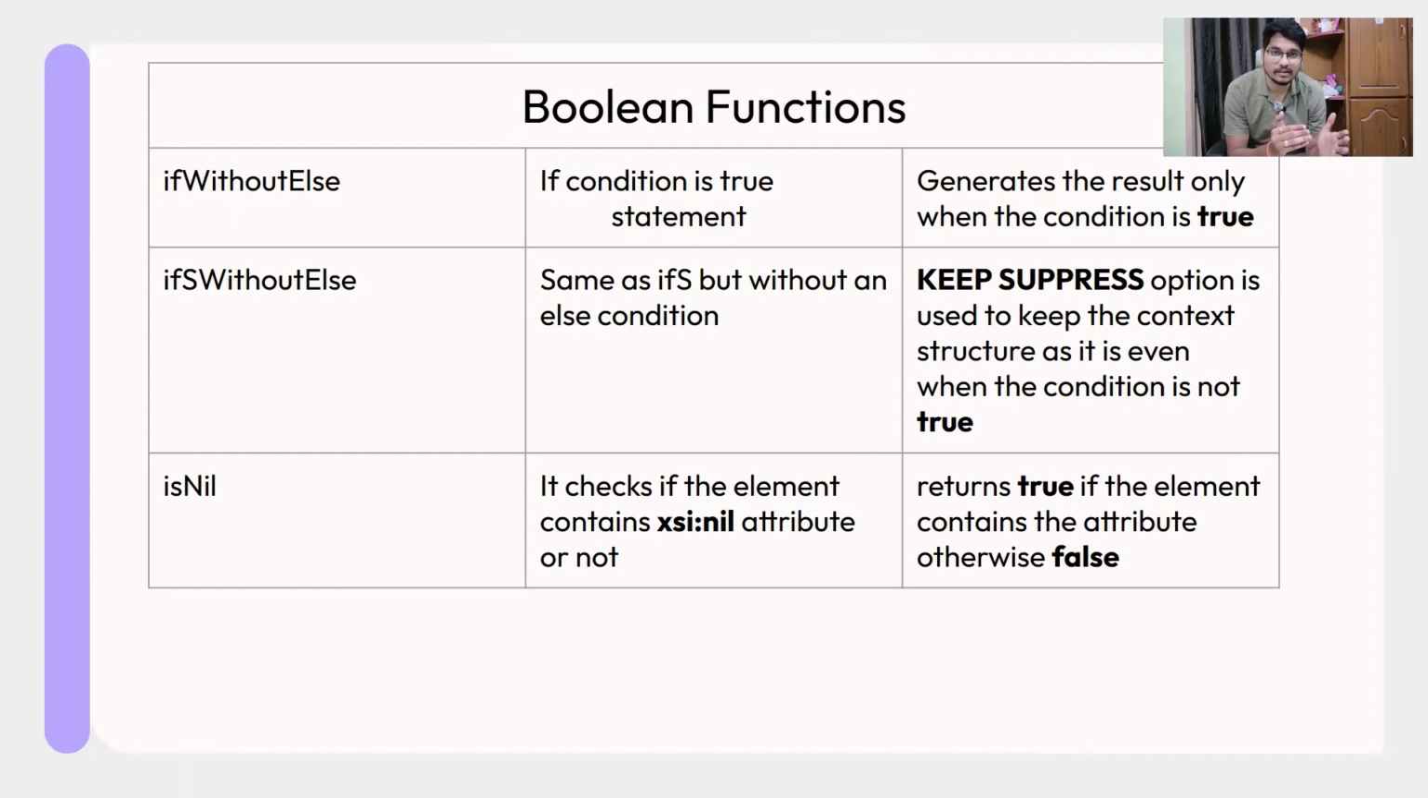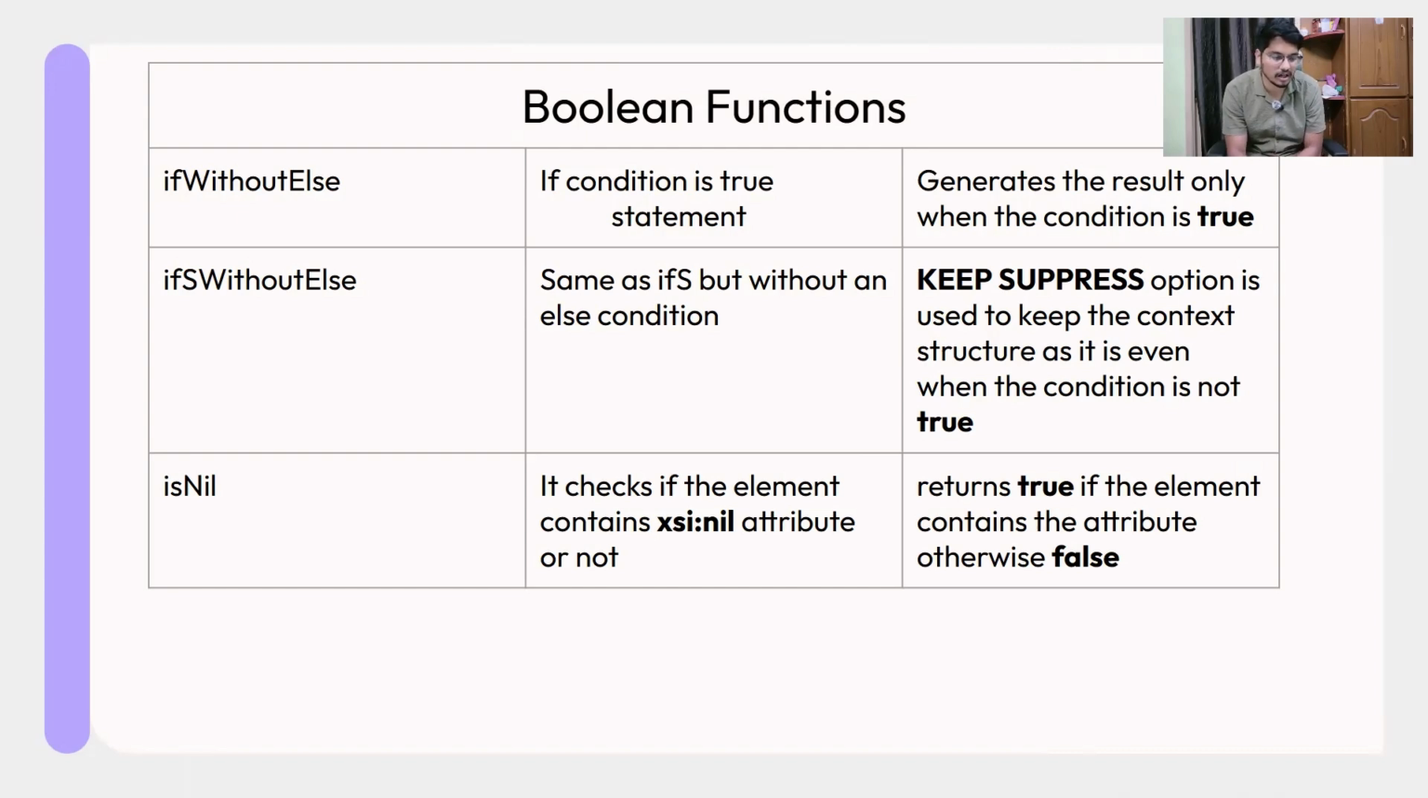So what is the behavior of if without else? If the condition is true, it will generate the output. If the condition is false, it will not generate the output at all. So it will affect the context structure, queue structure of our target node. So when you want to avoid that, and when you want to keep the structure as it is but don't want to generate the node, we will check this box, otherwise we will leave it empty. So that is with the keep suppress option.